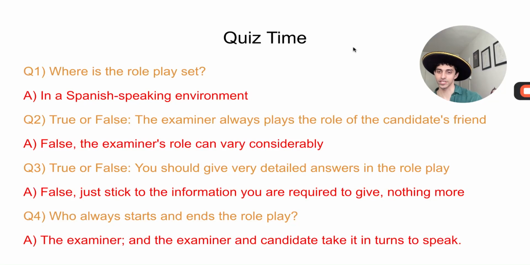So this one is the examiner. It's the examiner who starts and ends the role play. In between, of course, the examiner and candidate would take it in turns to speak. But yeah, the examiner is the one that kicks off and also rounds off the role play.